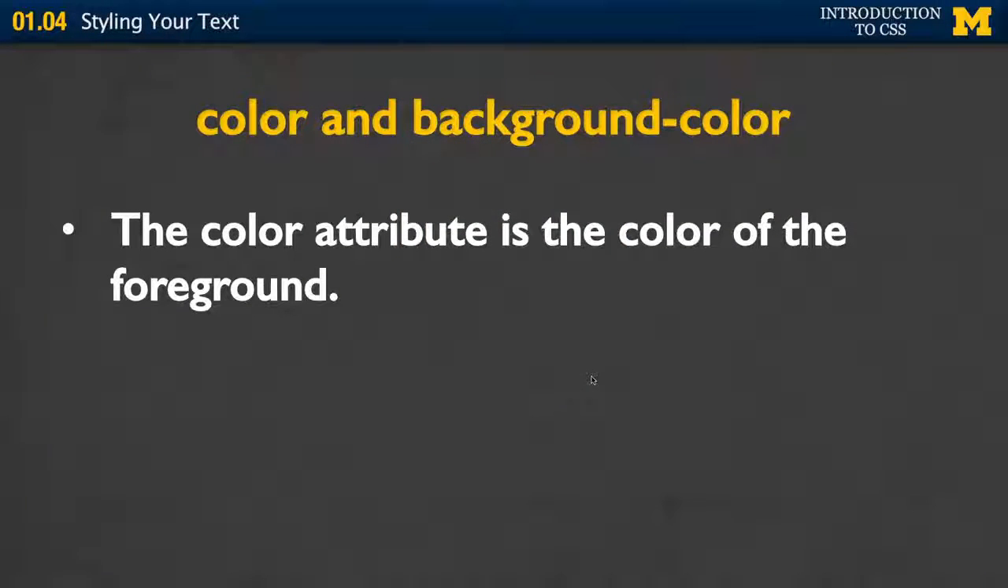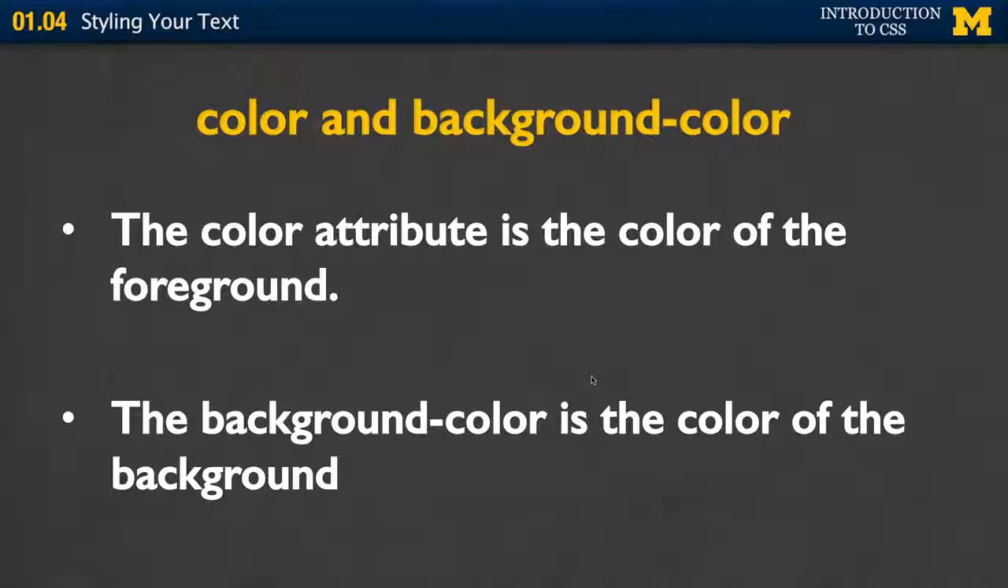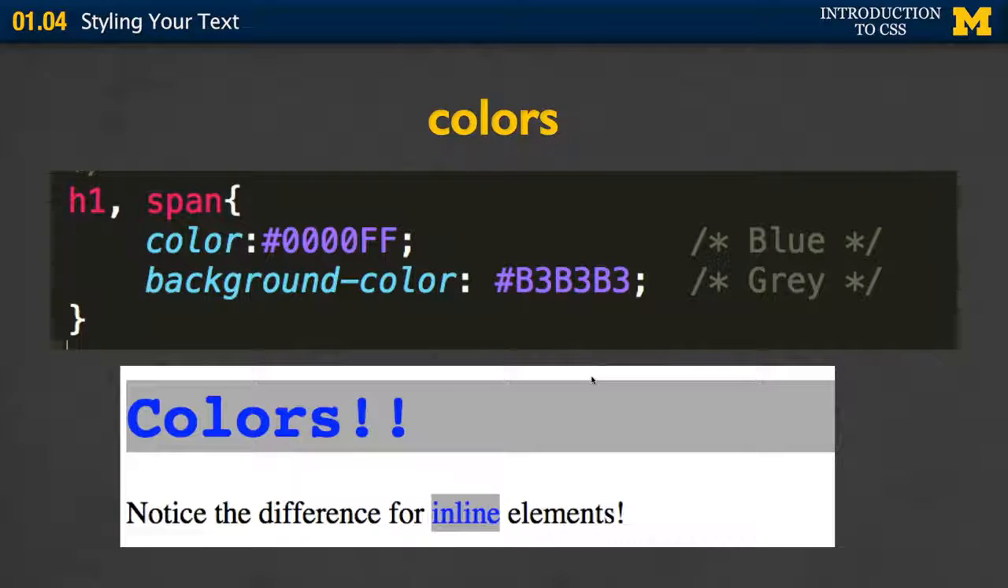Next, let's talk about color and background color. The color attribute is the color of the foreground, which is the fancy word for just the text itself. Right? The background color is the color of the background behind the font that we're looking at. And depending on what kind of text you're styling, it can look very different. So here I've done one rule, and you haven't seen this before. I'm going to go ahead and style two different selectors.